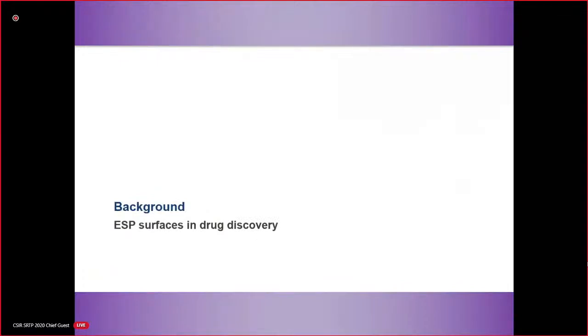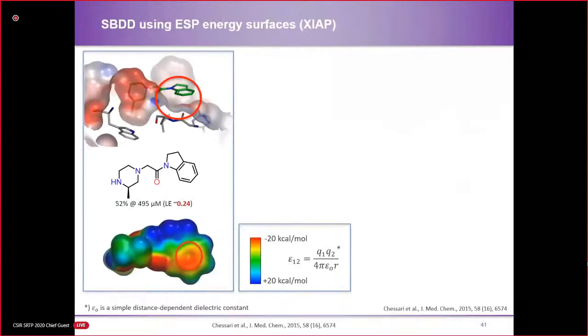So going back to my work, in drug discovery, ESP surfaces, electrostatic potential surfaces. Quickly, let me tell what they mean. So here is a small molecule, which is a starting hit for a target, XIAP.